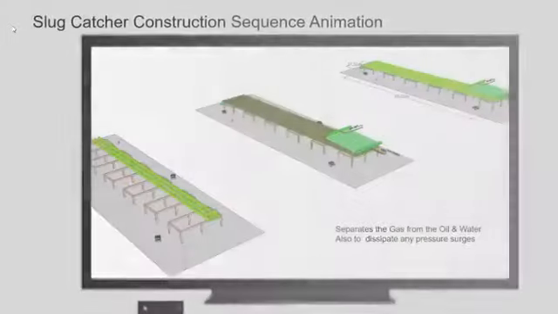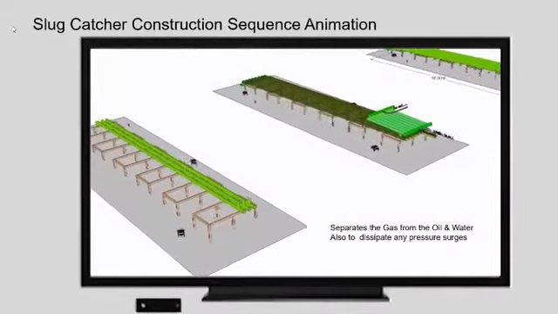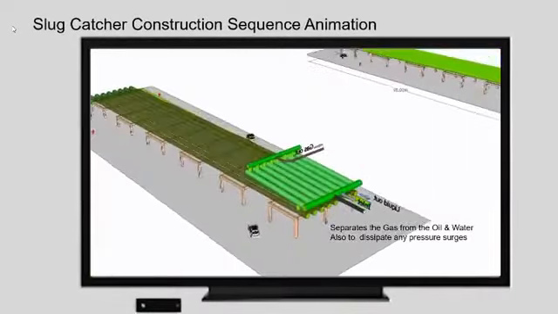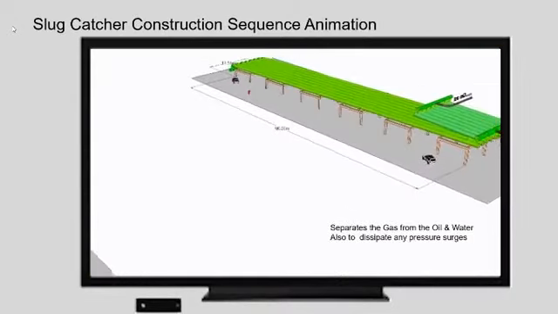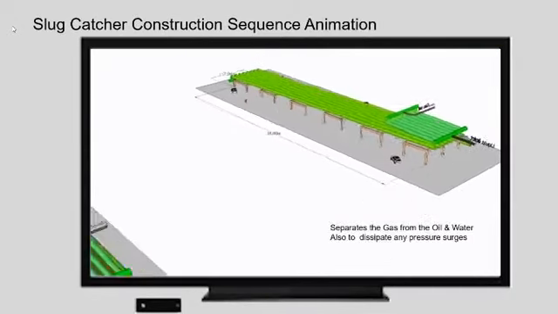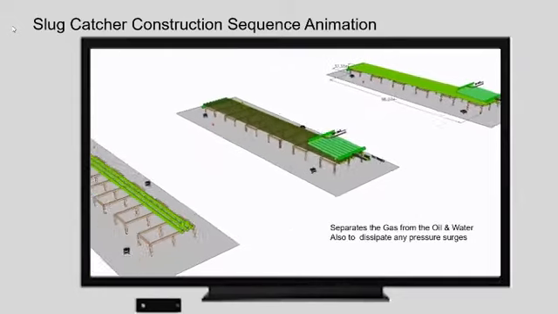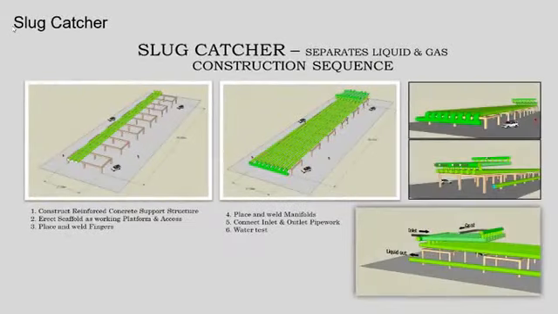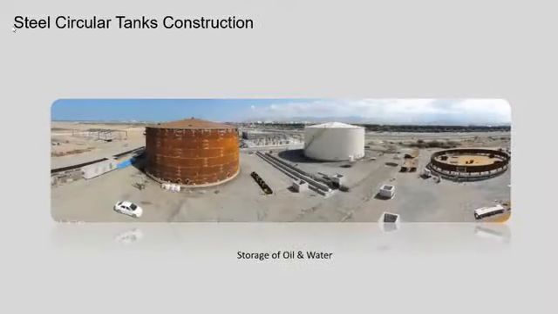Slug catcher. The slug catcher buffers the incoming gas and liquid from the wellheads. It also separates the gas from the liquid. Tank steel circular. Constructed by the jack-up method.